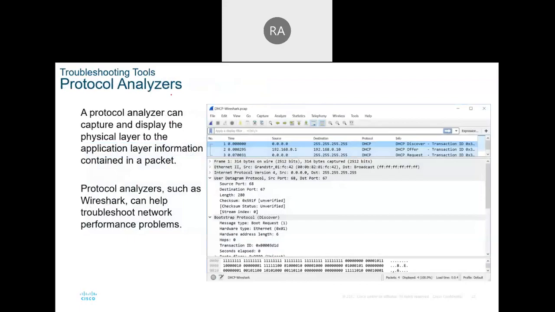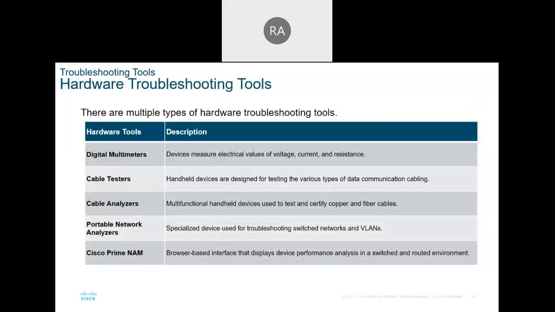Another tool that is very popular out there that we can use to do our troubleshooting is the protocol analyzer, and the most popular among them all is Wireshark. Wireshark is fantastic in doing troubleshooting, but you need to acquire the skill on how to use Wireshark to do troubleshooting. It's a software tool that we can use for our troubleshooting.